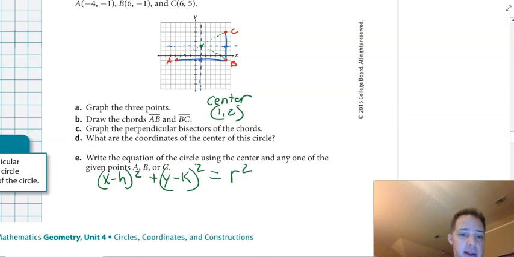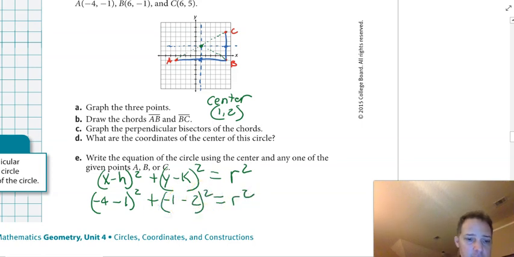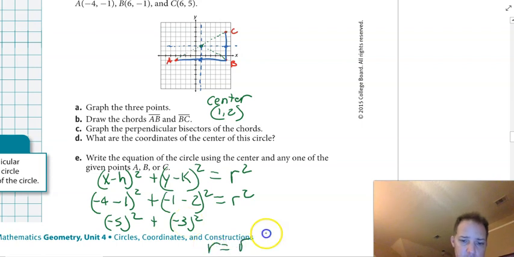So I don't necessarily know the radius yet, but I can solve for it, and let's go ahead and do that. So x minus h, so -4, minus the center of the circle, x value is 1, plus y minus k, so -1 minus 2 equals r squared, so -5 squared plus -3 squared, so 25 plus 9. Looks like we end up getting 34 for this one, so r equals square root of 34 again.